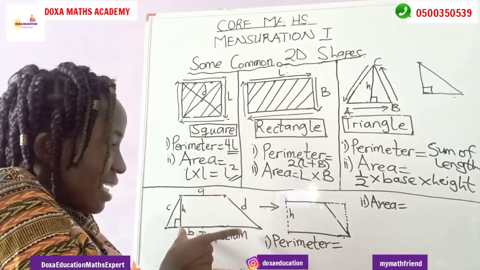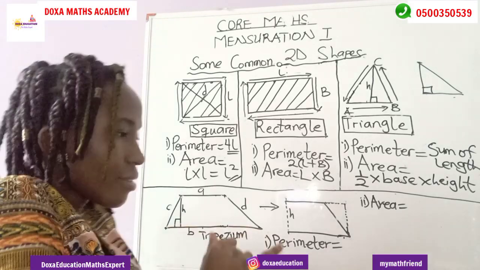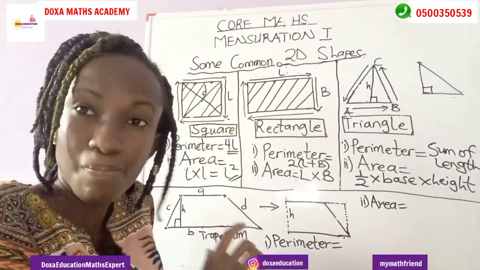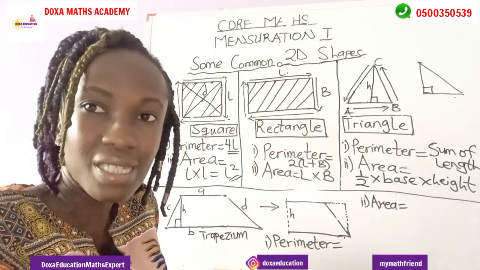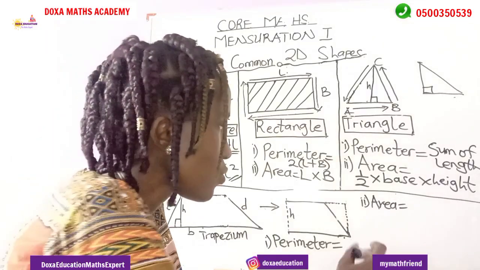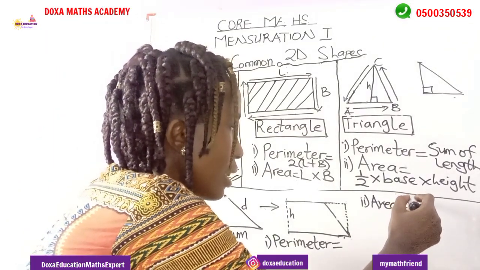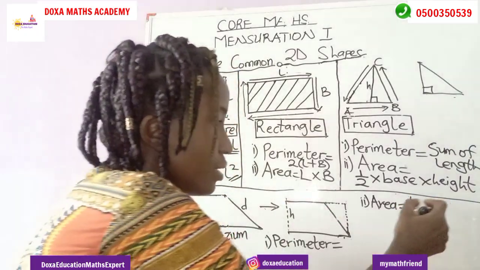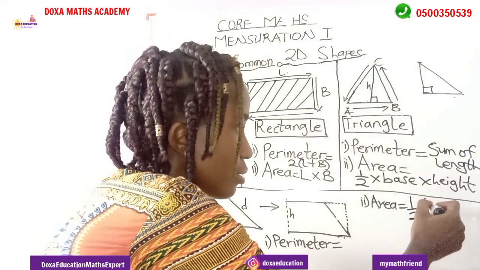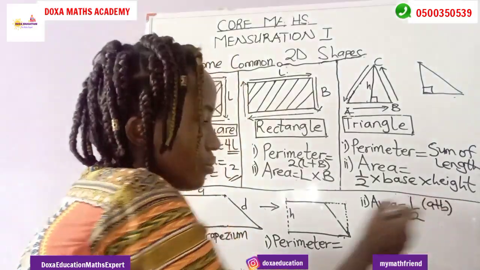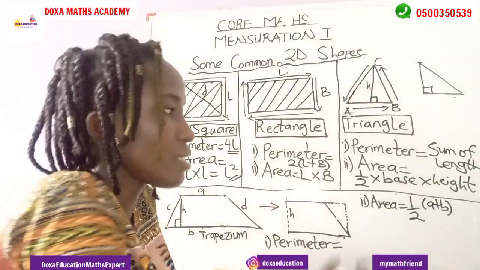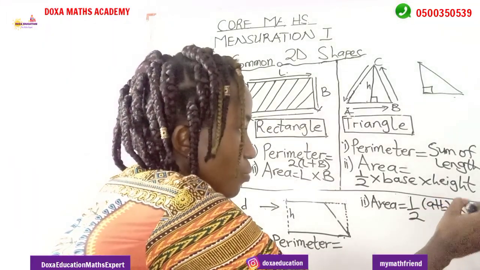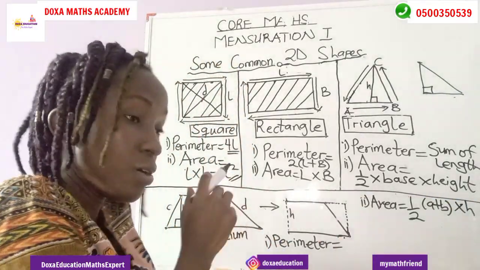So A plus B divided by 2. That means you're having an average of the bases, as you can see. Good. That's why you have half. It's like A plus B over 2. Sum of the bases divided by 2, that's the average. Then times the perpendicular height. So that will be the area for finding a trapezium or trapezoid.